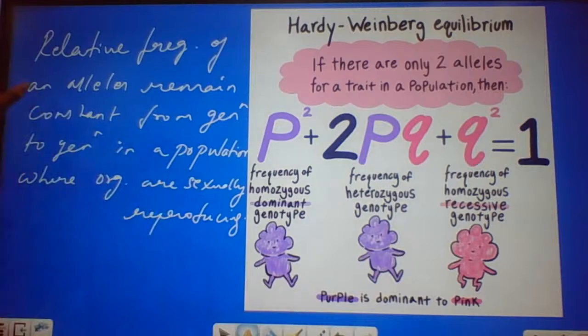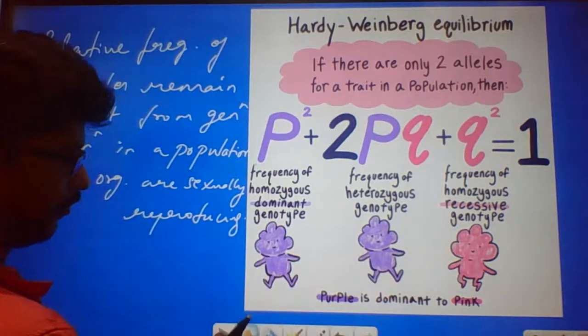You could see in this case, what's the definition of Hardy-Weinberg? The relative frequency of an allele remains constant from generation to generation in a population where organisms are sexually reproducing. So when this Hardy-Weinberg equilibrium is applicable, we're going to discuss the equation.